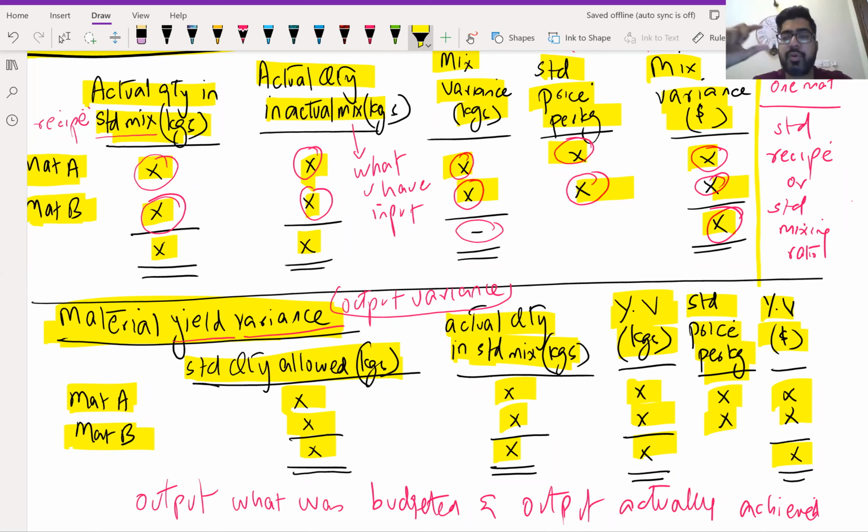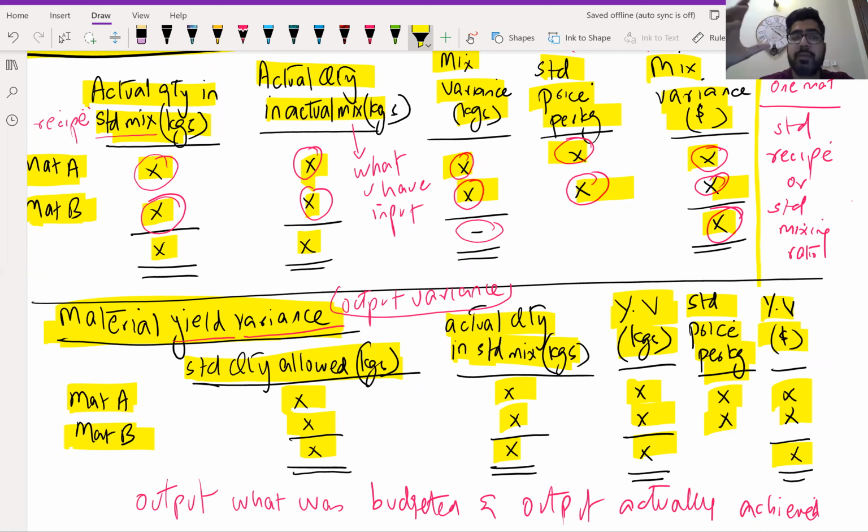Whenever there is more than one material, you don't input as much as you like. There is a standard mixing ratio or recipe that needs to be followed. Even when you purchase an item of food, it has a recipe: this much tablespoon of this, this much tablespoon of that. That is the standard recipe. If you input different than that, mix variance arises. And yield variance is the output variance, the difference between the budgeted output and the actual output.